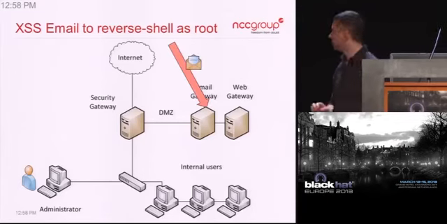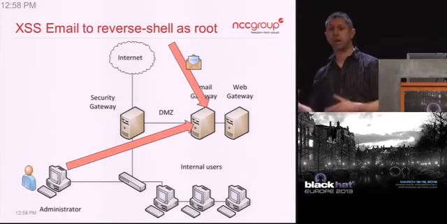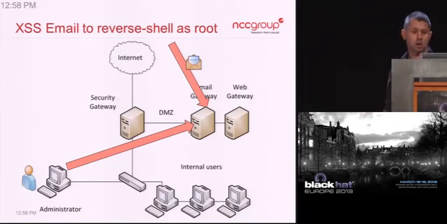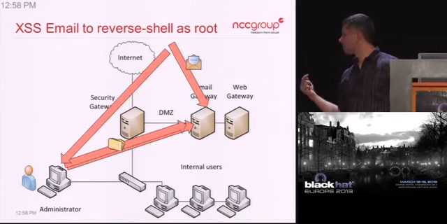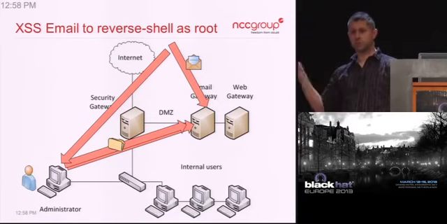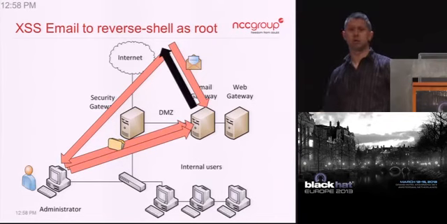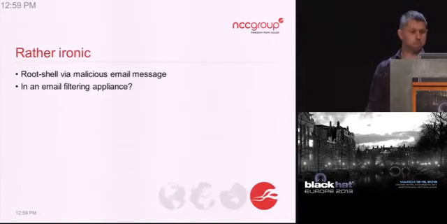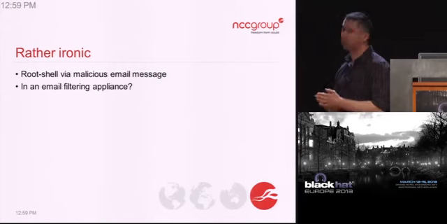Attacker sends in a maliciously crafted email. If the administrator checks his audit logs and that email comes up in the logs, he pulls in some additional JavaScript from the attacker system, does this spoofed file upload, runs this new function that we've added, which then sends a reverse shell back out to the attacker system on port 25. So that's rather ironic as well. You've got a root shell via a malicious email in an email filtering product.